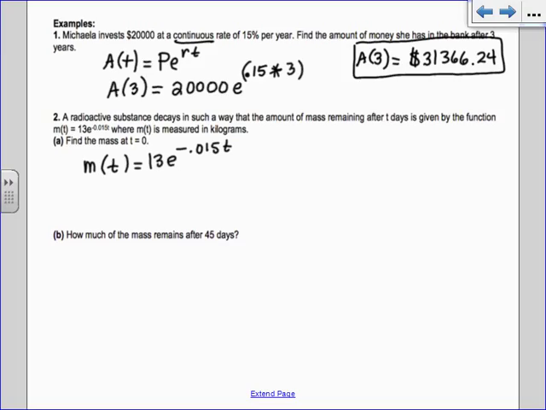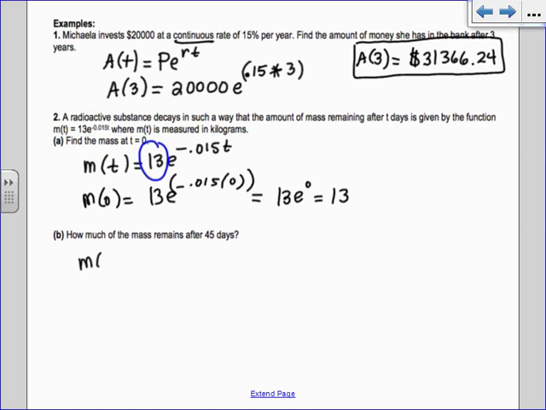Can you do this without plugging anything in? Yeah, what should it be? It should be 13 because this is set up in our PE to the RT formula. Grant, you with me? So this is our P. It's already set up that way. If you weren't sure, you could do m of 0, and this becomes 0, so all that goes away. We get 13e to the 0, which is 1, so we end up getting 13. It makes sense. It's the initial amount.